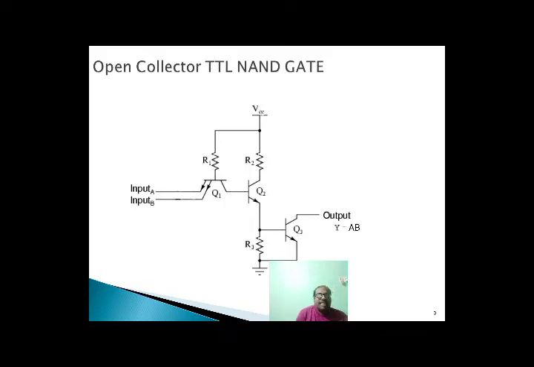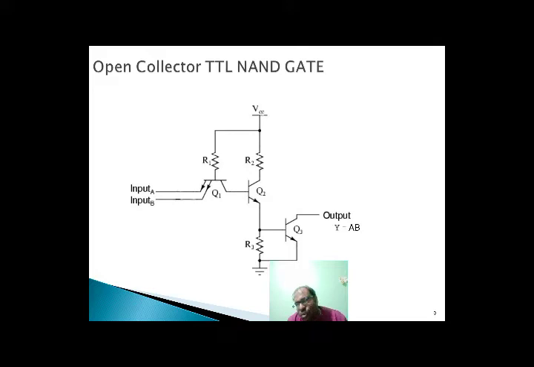Now I am going to explain the operation of the TTL gate. A low on either input A or input B forward biases the base-emitter junction of Q1 and reverse biases the base-collector junction. There is a current through the resistor R1 and the base-emitter junction of Q1 out to the low input.